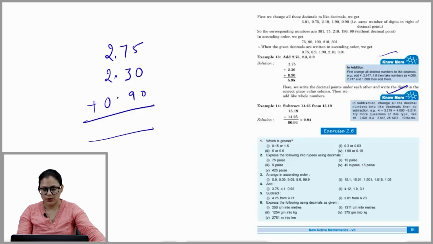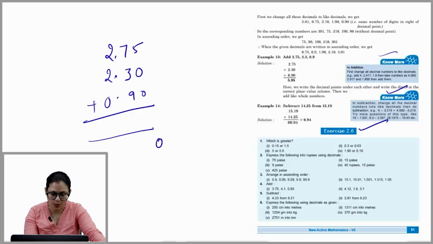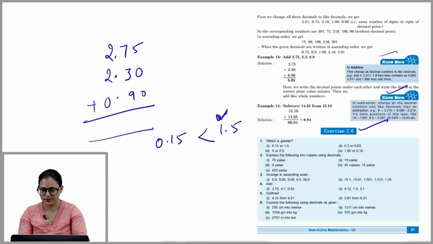Now let's check out exercise 2.6. Which is greater, 0.15 or 1.5? Clearly this one is greater because in the whole number part, the whole number is 1 but there it is 0.